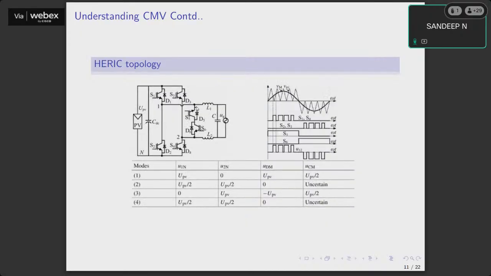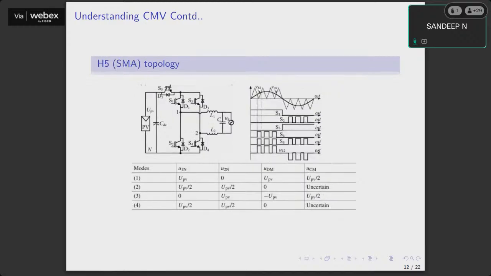In H5, the H bridge remains the same. We have added only one switch, S5. This is called DC decoupling because from the DC side, we are going to disconnect the PV. Now, again, the same concept.